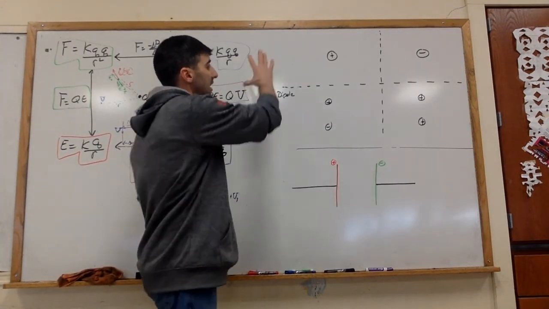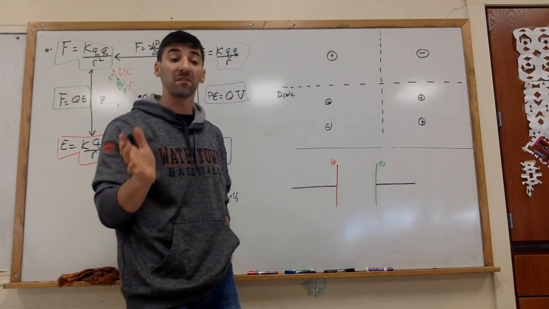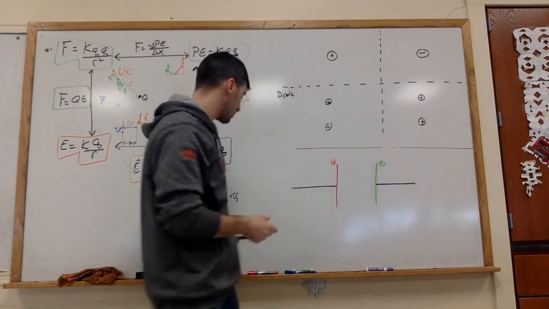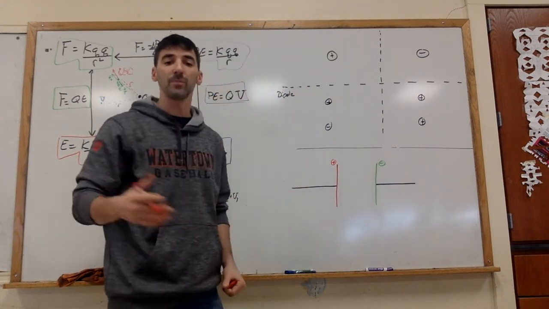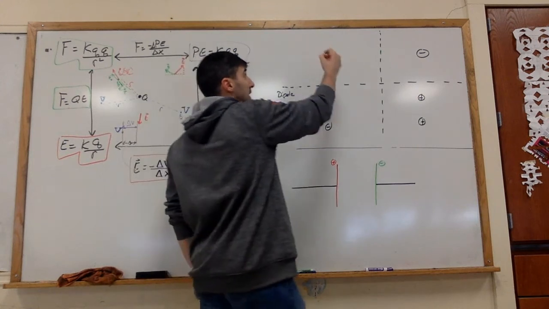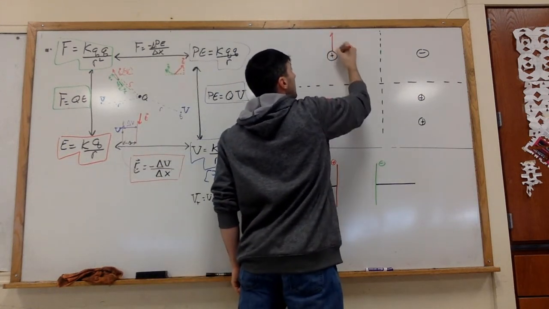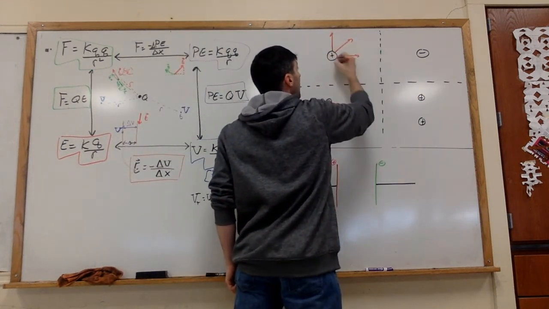And lastly, we have a bunch of setups for field lines. Well, we know electric field lines are always going to point away from my positive. They're going to point radially away from a positive charge.